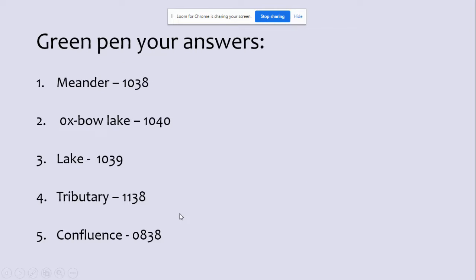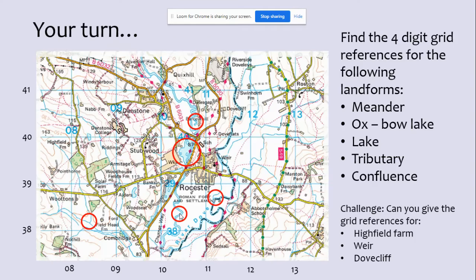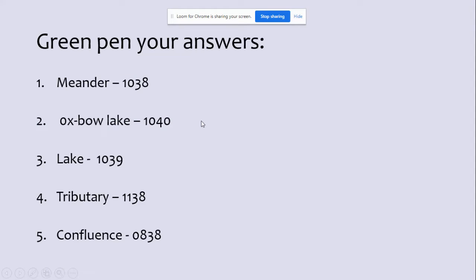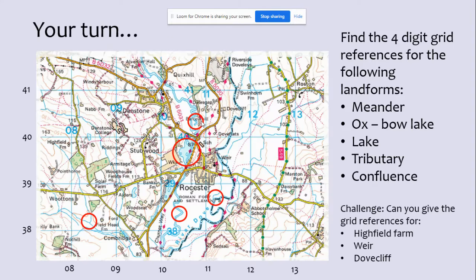So our Oxbow Lake is 1040. Again, line 10 and then we go up to line 40 and there's our box containing our Oxbow Lake. So our lake is 1039, our tributary is 1138 and our confluence is 0838. Again, for all of those, we'd go to the bottom of the box, across the hall and up the stairs, and we'd hopefully get those grid references.